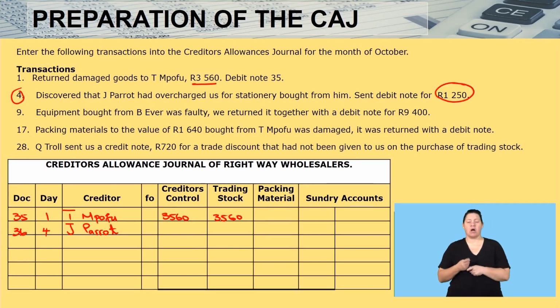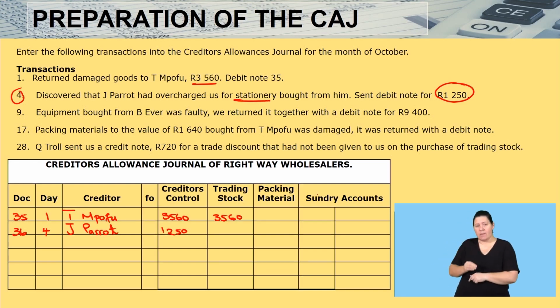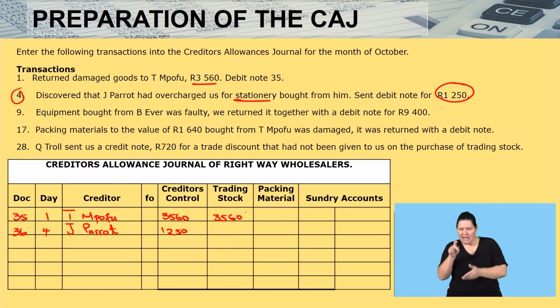Here is the amount, 1,250. But what was that for? He had overcharged us on stationery that we had bought from him. That means I need to look, do I have a column for stationery? I have trading stock, I have packing material. That means I bring it now to my sundry accounts, 1,250. And then what do I say? Stationery. Then I say stationery. Let's quickly go to the next transaction on the 9th.